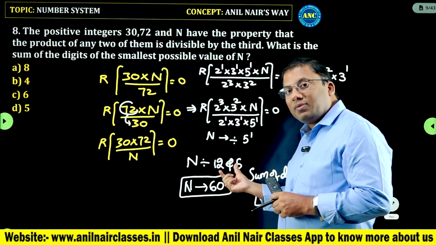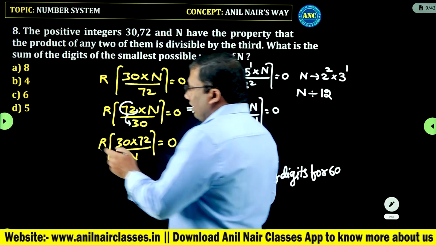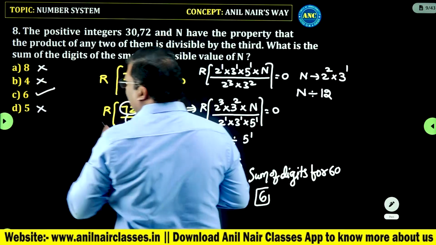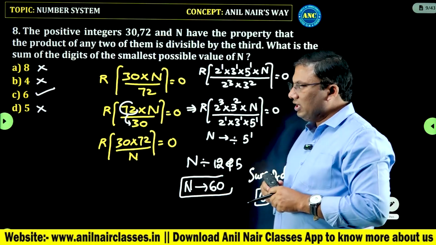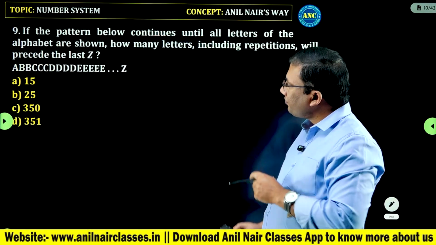60. What is the sum of the digits of 60? It is 6 plus 0, 6. Good question. This kind of question frequently comes in multiple examinations. So the answer for this question is 6. I hope the idea is very much clear.